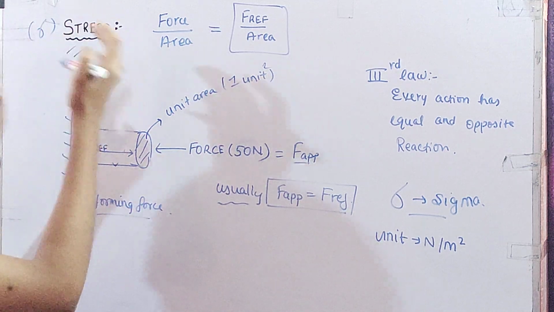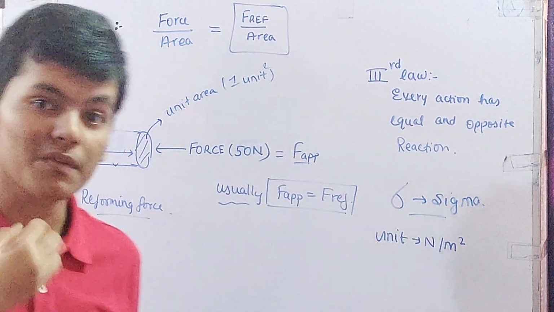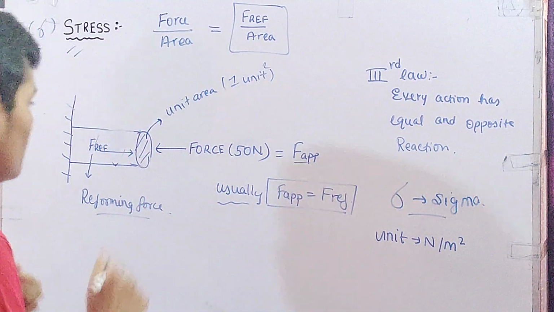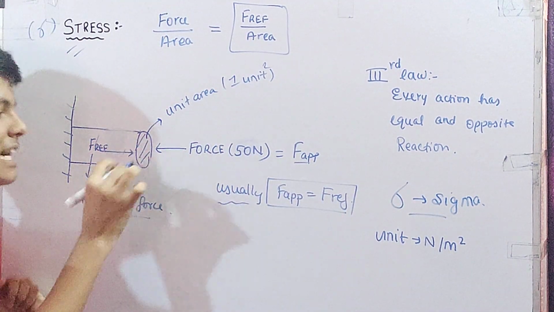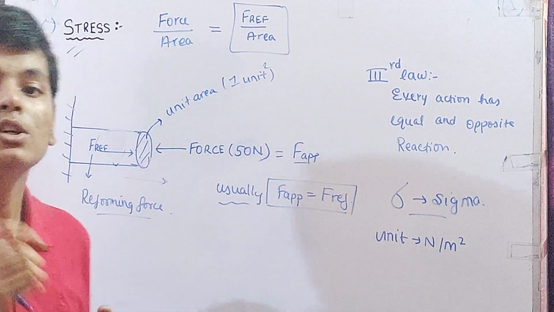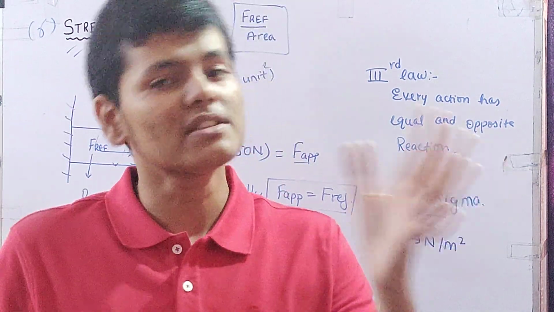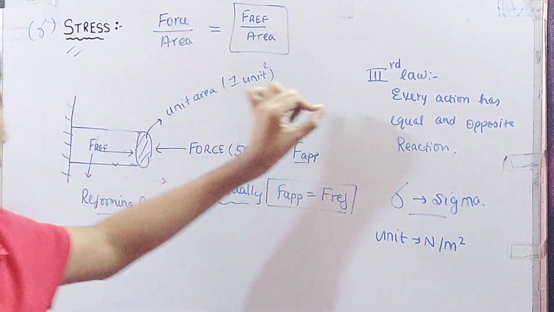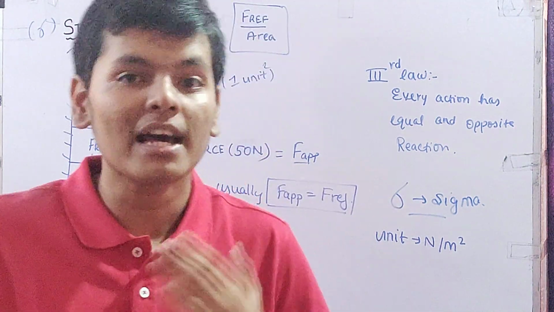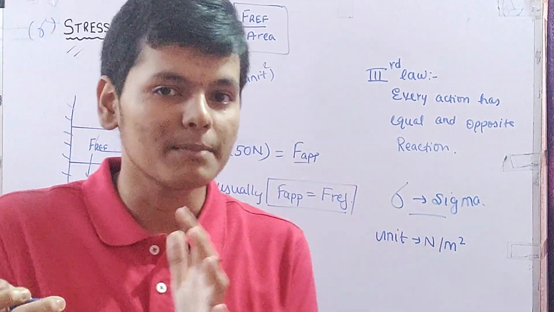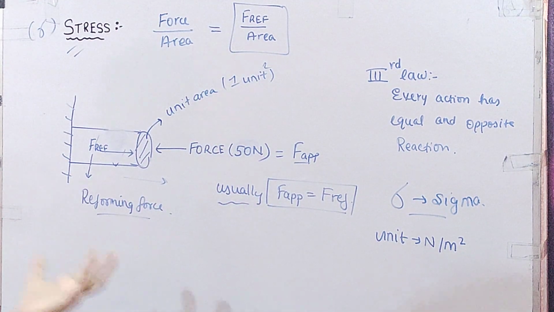Stress is usually experienced, pressure is something which we provide. Stress is something which is experienced by the body. This body is experiencing the stress, and that stress it is providing back to us. Both have the same formula, force per unit area. But pressure is something which we are applying, stress is something the object is applying on us. So this makes them both different, and this is the concept of stress.